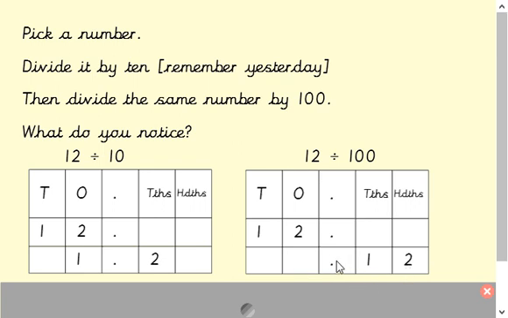Okay. So what have we noticed about these numbers? Well, hopefully you've noticed that the digits are always the same. If you move the numbers to the right, nothing changes about those numbers. So you will have the same numbers. They will just be in different columns.